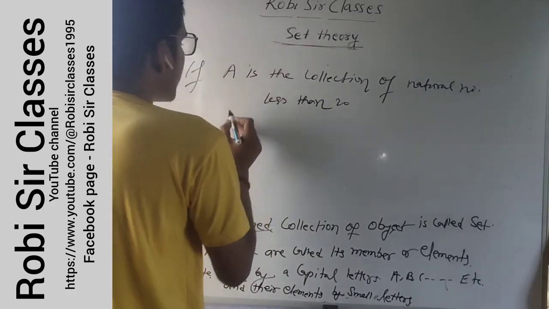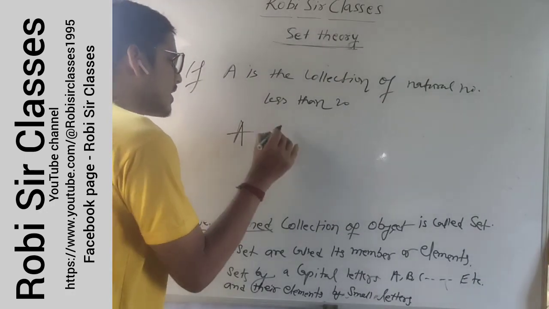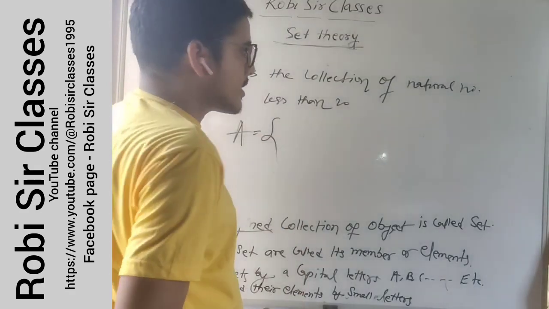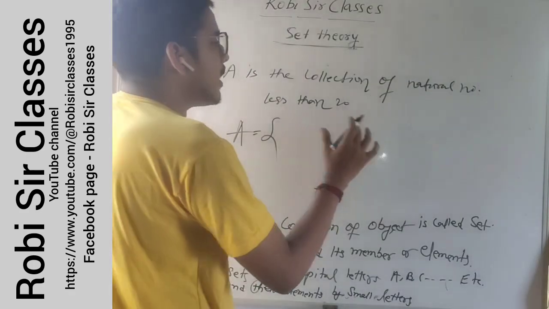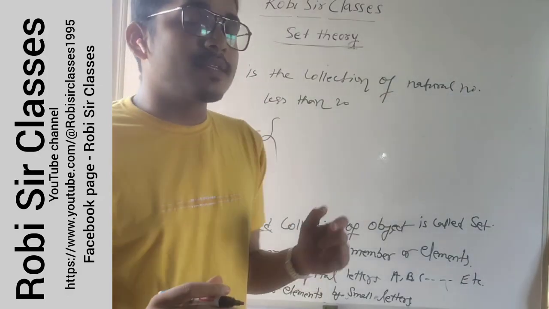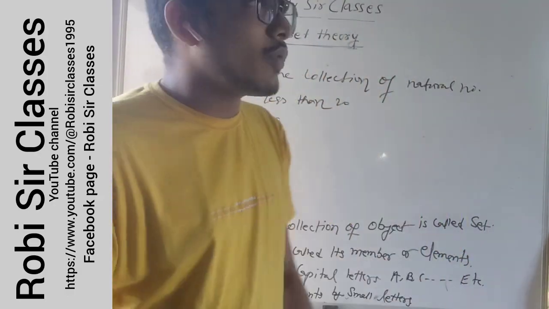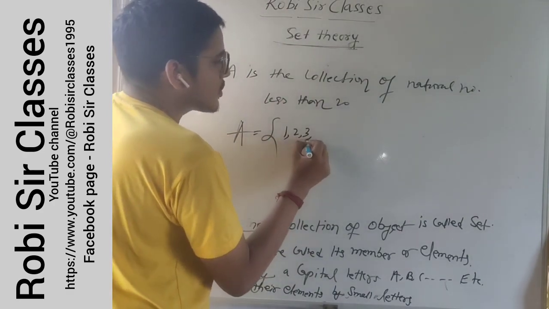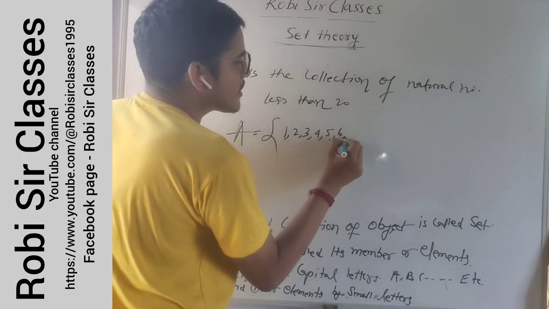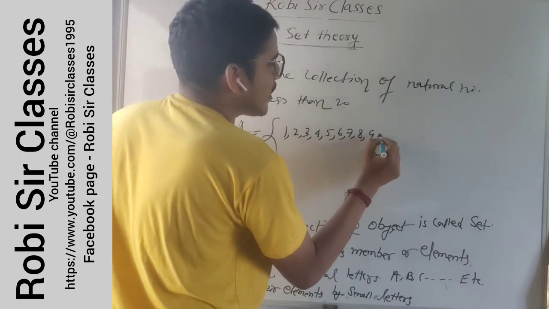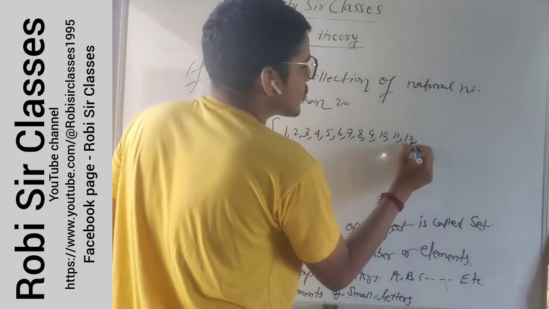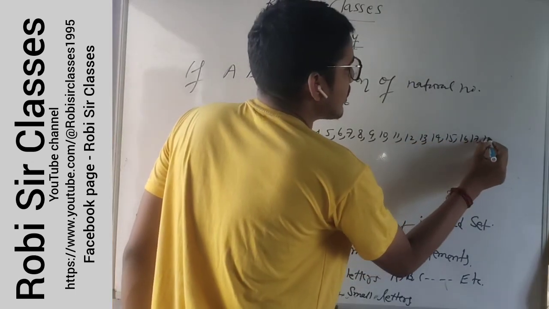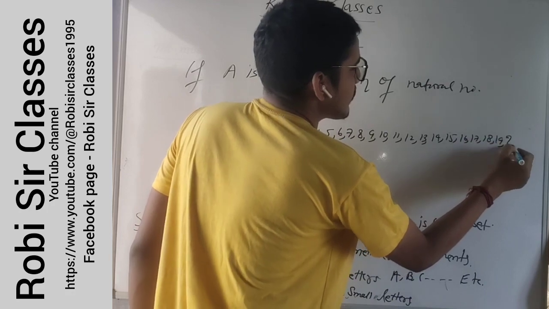First of all, you have to write the capital letter, set A equals, and use curly brackets and write the natural numbers less than 20. You all know that natural numbers start from 1. So you have to start from 1 according to this question: 1, 2, 3, 4, 5, 6, 7, 8, 9, 10, 11, 12, 13, 14, 15, 16, 17, 18, 19.